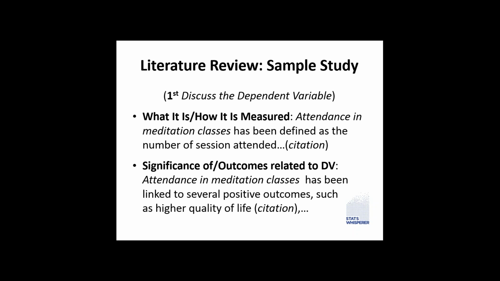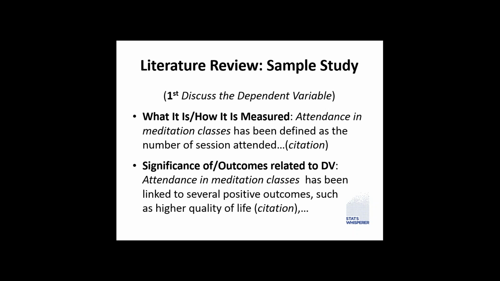So first we discuss the dependent variable, right? What it is, how it's measured. So attendance in meditation classes has been defined as, and it could be, the number of sessions in the 12-week course attended. Or it could be like our retirement community, where it's just the number of sessions overall. So it's hoped that they'll attend class weekly, just ongoing. So different definitions of how it's interpreted, what attendance is, our dependent variable.